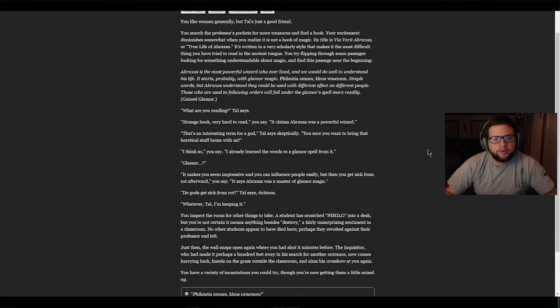You search the professor's pockets for more treasures and find a book. Your excitement diminishes somewhat when you realize it's not a book of magic. Its title is Via Verit Abraxas, or True Life of Abraxas. It's written in a very scholarly style that makes it the most difficult thing you have tried to read in the ancient tongue. You try flipping through some of the passages, looking for something understandable about magic, and find this passage near the beginning. Abraxas is the most powerful wizard who ever lived.